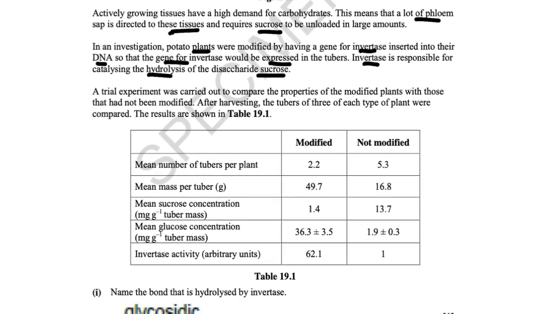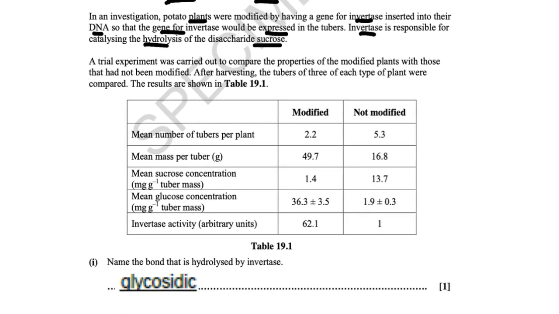A trial experiment was carried out to compare the properties of the modified plants with those that have not been modified. After harvesting, the tubers of 3 of each type of plant were compared. You might think that's not enough to compare, and it's worth thinking about the fact that they've told you it's only 3. And here are the results. When you get a table like this, firstly have a very good look at it and think about the data before you get distracted by the question.